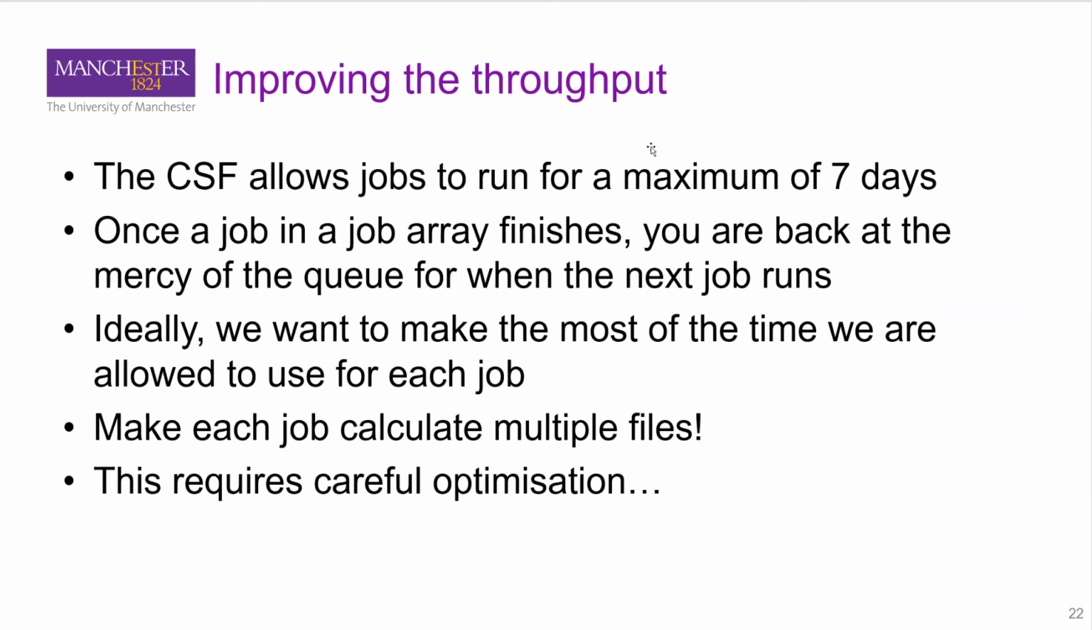And then thinking about how you optimize that. Our CSF allows jobs to run for a maximum of 7 days. And of course, you also get backed off in the queue. So what you don't want to do is 100,000 runs of one file, because by the time you've done 10 of them, you have such a low priority in the queue that it will take you forever to get to the top of it. What you actually want to do is as few 7-day runs as possible, analyzing as many files as you can in that one individual run.